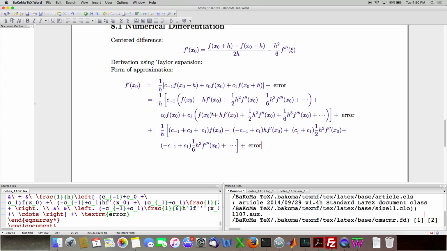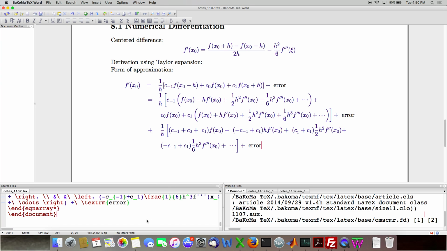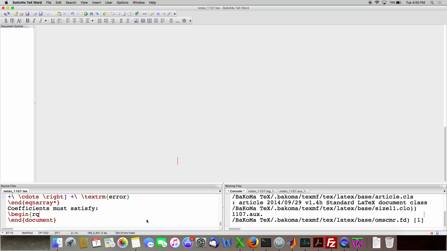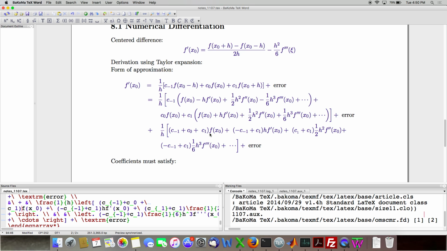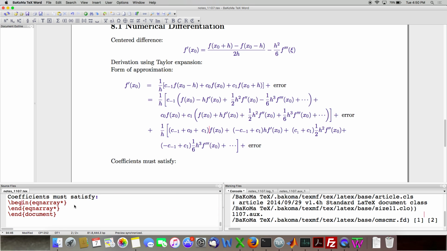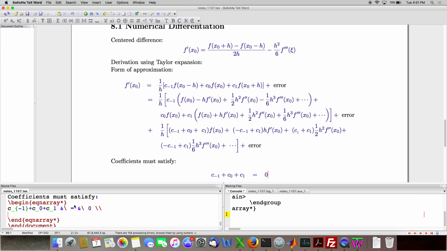So now I need to make this expression collapse as much as possible to f prime. What does this give me? A system of equations. So this term, f of x naught, I want it to go away. So I'll have c minus 1 plus c0 plus c1 equals 0. In general numerical differentiation, all the coefficients must sum to 0.